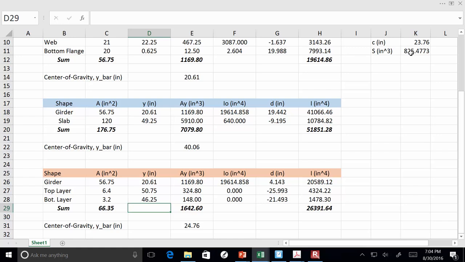Any questions? That's it, really. That's all there is to it, really, to compute section properties. I've basically shown you everything that you need to do for your first homework assignment. Speaking of, let's bring that first homework assignment up so that you all know what's going on.